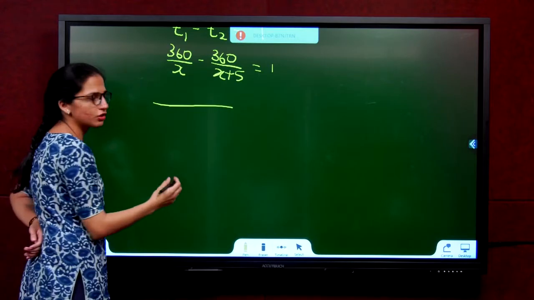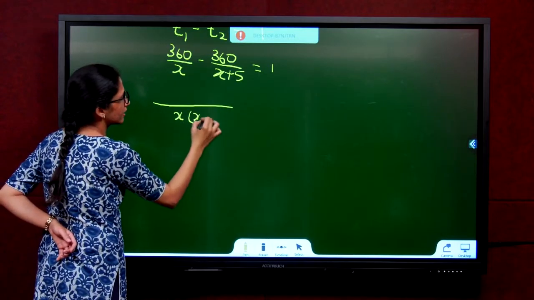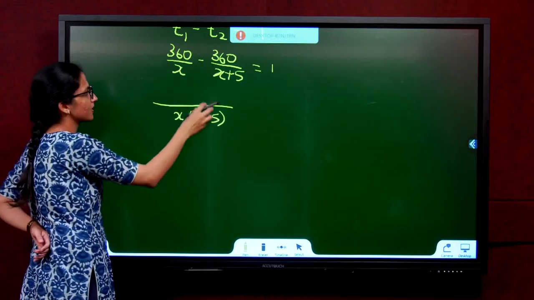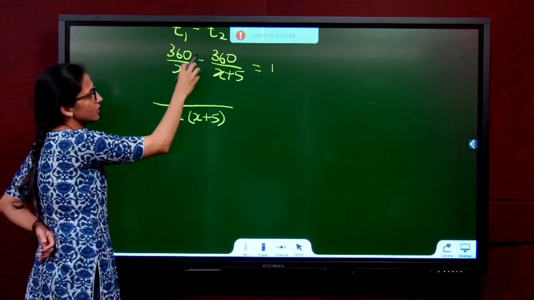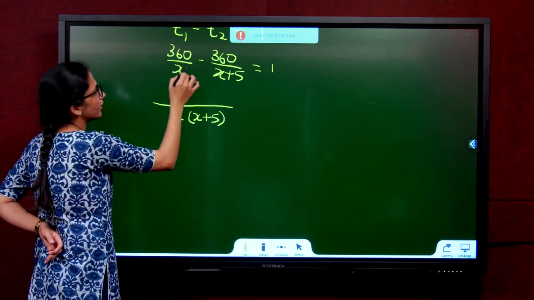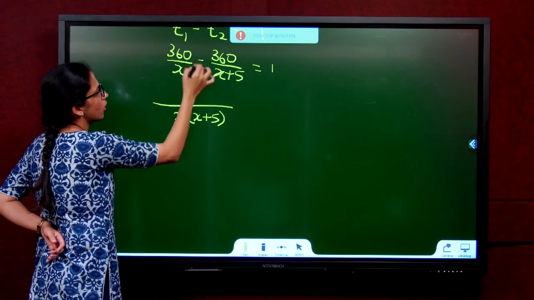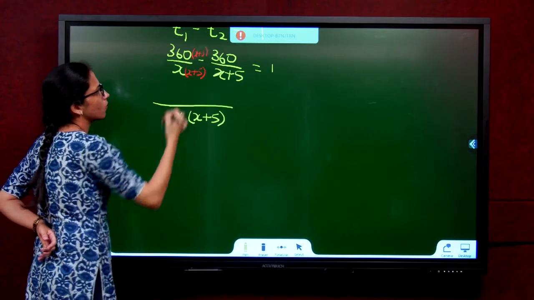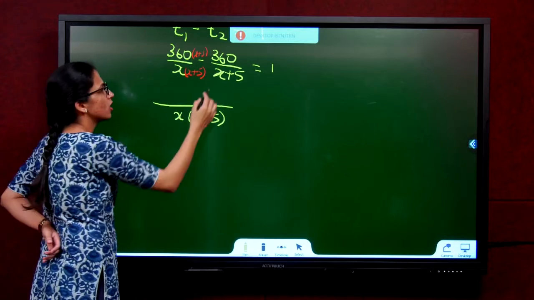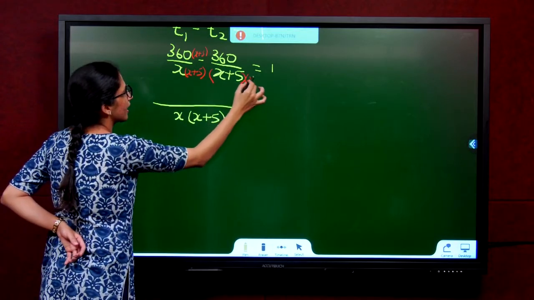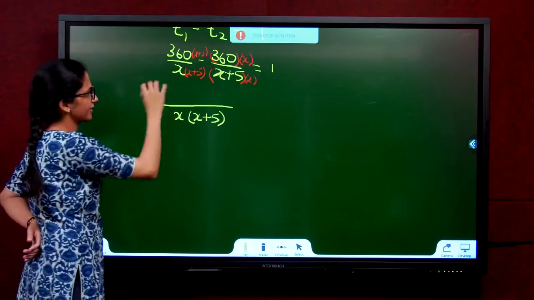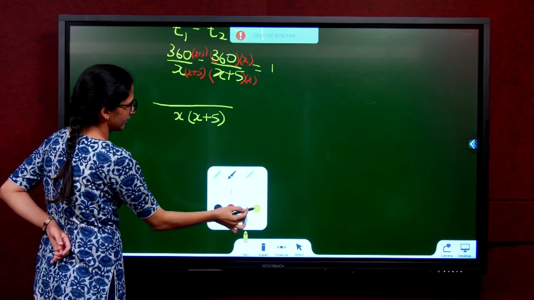Take the LCM of the two. So here LCM is x into x plus 5. I want x into x plus 5 here. So what should I multiply it and divide it with? We've already learned x plus 5 on top, x plus 5 below. Here I want x into x plus 5, but I have only x plus 5. So multiply and divide with x. What I have written in red is not necessary to write. This is for your understanding.